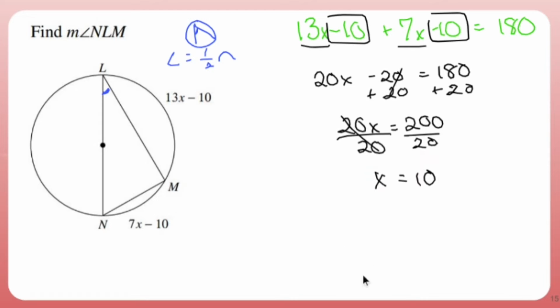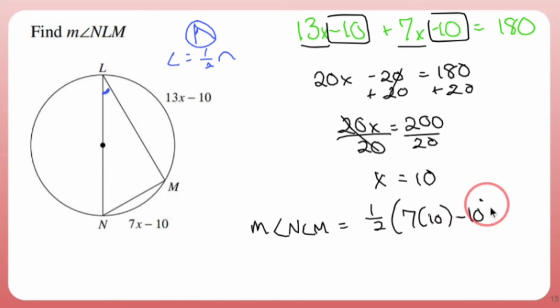No siree. Because again, what I know is the measure of angle NLM is going to be half of 7x minus 10. So let's say that the measure of angle NLM is half of 7x minus 10. Well, wait a minute. I just found out that x is 10. So 7 times 10 minus 10, which means the measure of angle NLM is going to be half of 70 minus 10, which is 60, and half of 60 is 30 degrees.